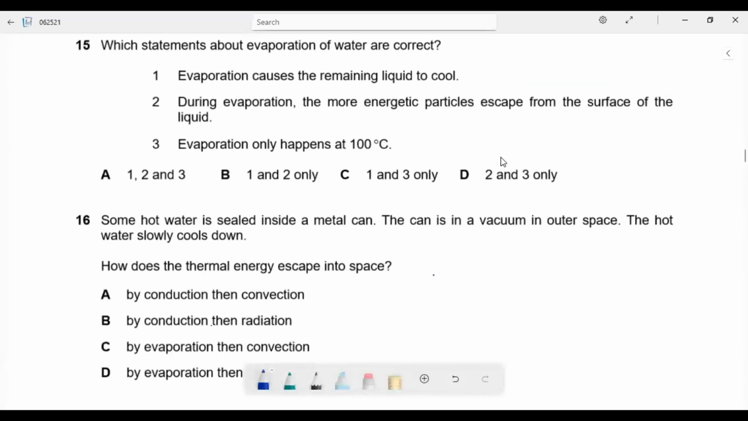Which statements about evaporation of water are correct? Evaporation causes the remaining liquid to cool. This statement is right. During evaporation, the more energetic particles escape from the surface of the liquid. This is also right. Evaporation only happens at 100 degrees Celsius. This is the wrong statement. It not only happens at 100 degrees Celsius. So the right answer is 1 and 2, option B.